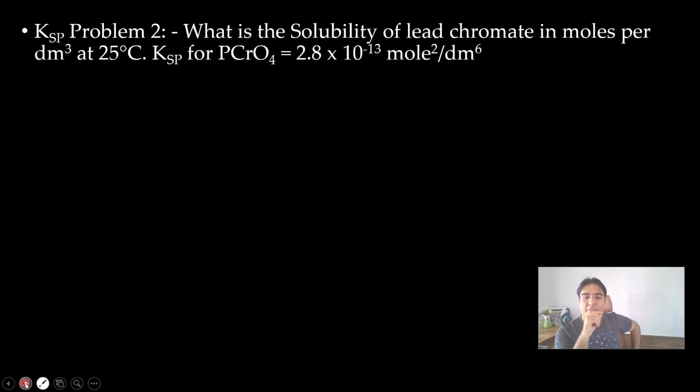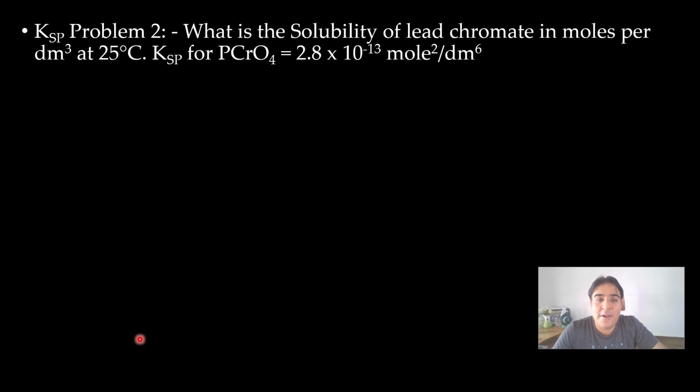Ksp is given for lead chromate, PbCrO4. Pb2+ is 1 ion, CrO4 2- is 1 ion. It's not CrO4 times 4, this 4 doesn't mean there are 4 ions. CrO4 is 1 ion. So this is x and this will be x. Now, what is the solubility of lead chromate when they give you the solubility product? Ksp is given, solubility is required, at room temperature, of course, 25 degrees C.